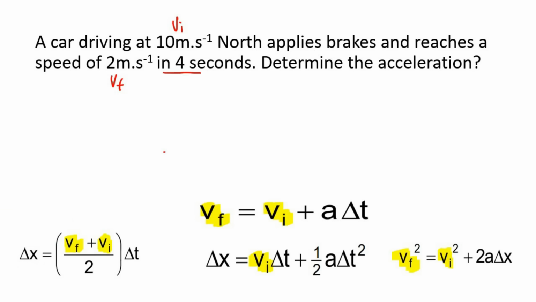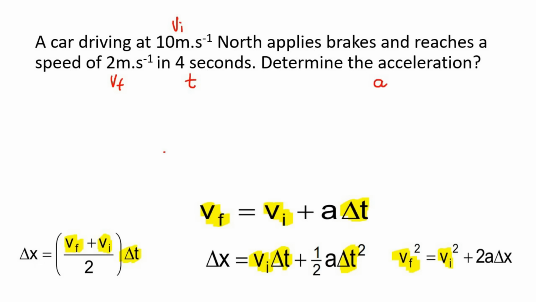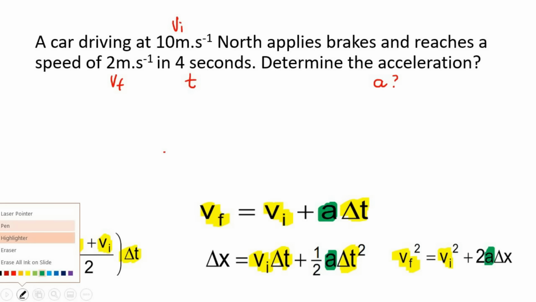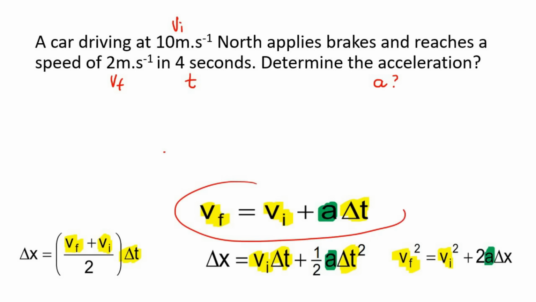How long does it take? 4 seconds. They've given us time. So we highlight all of the time, and that's it. Then it says, determine the acceleration. So that's what the question wants us to find. Highlight that one in a different color. So they want acceleration, acceleration, acceleration. Now look for a formula that has everything highlighted. Once again, it's going to be this one.